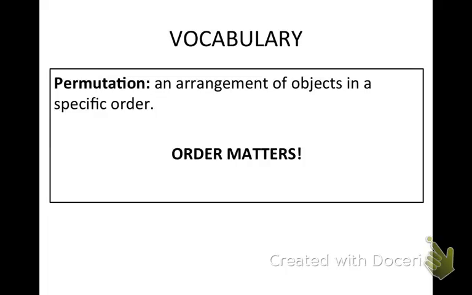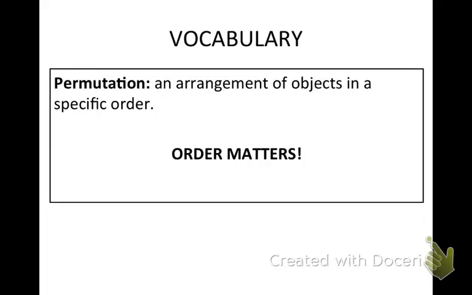So a permutation is an arrangement. That's always going to be a key word. Whenever you see how many arrangements, that is going to be your key word that you're probably going to be using a permutation. A permutation is an arrangement of objects in a specific order. And the biggest difference between permutations and combinations, we're not getting to combinations until Friday, is that order doesn't matter for a combination. Order does matter for a permutation.